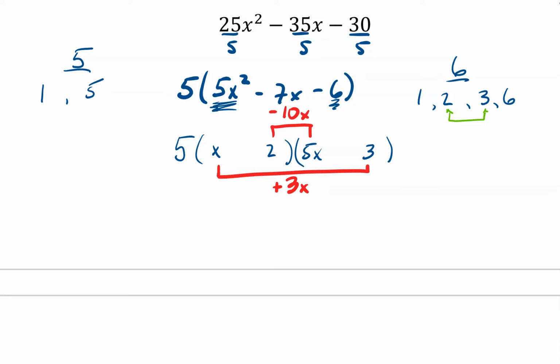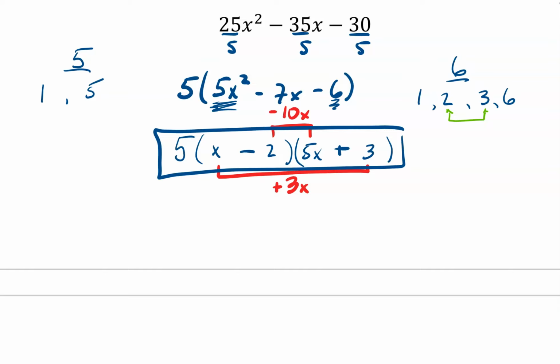So the only way that I can get this variable x and this number 3 to multiply together to make a positive 3x is if this was a positive x multiplied by a positive 3. And for this middle term here, we've already committed to a positive 5x here, so I'm going to leave that alone. But this positive 5x times a negative 2 would get us to a 10x. And now we've got this polynomial factored into its groups.